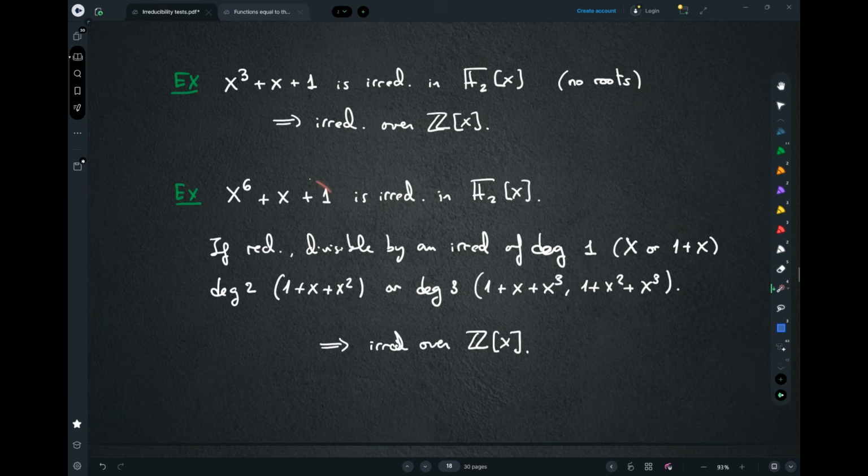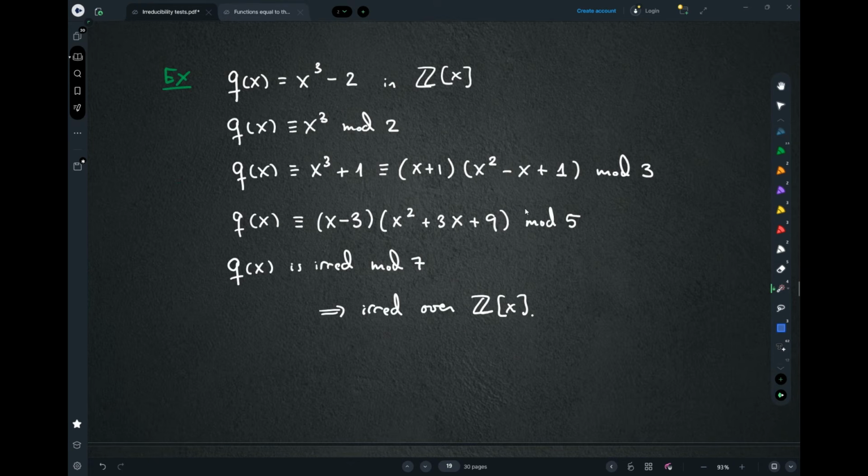This is not divisible, so it has to be irreducible modulo 2, and therefore it is irreducible over the integers as well. Now, how about x cubed minus 2? Suppose I want to prove that it's irreducible over the integers. Well, let's try some primes. Reduction modulo 2 brings me to x cubed, which is reducible, so I cannot use the reduction modulo pi method.